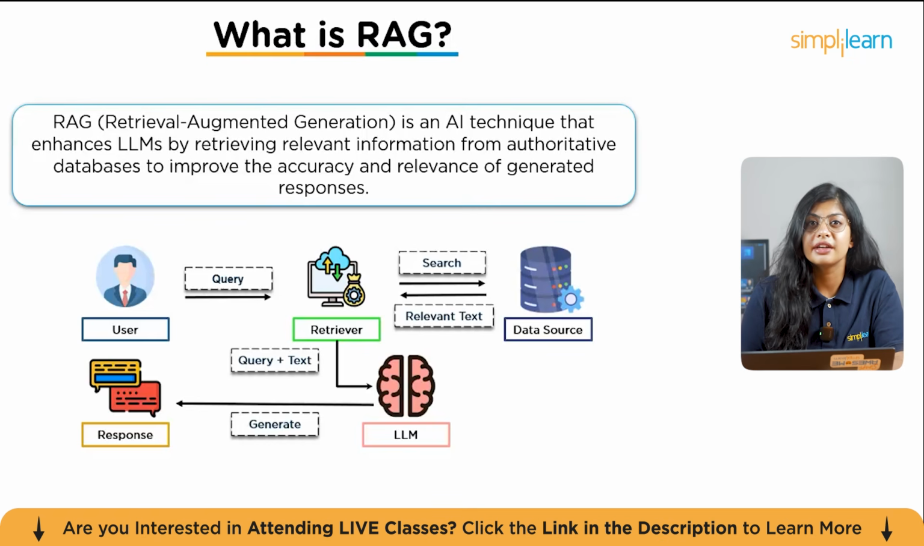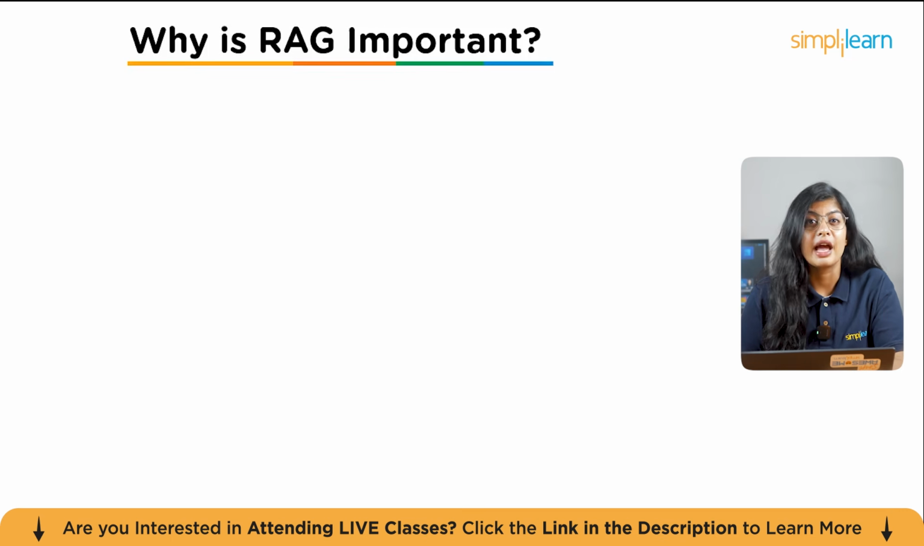If you look at the diagram, you can see the flow clearly. The user asks a question, the retriever searches the data sources, relevant text is fetched, and finally the LLM generates the response. So the key takeaway from this slide is that RAG makes AI responses more reliable, accurate, and grounded in real information. Now that we have understood what RAG is, let's talk about why it is important.